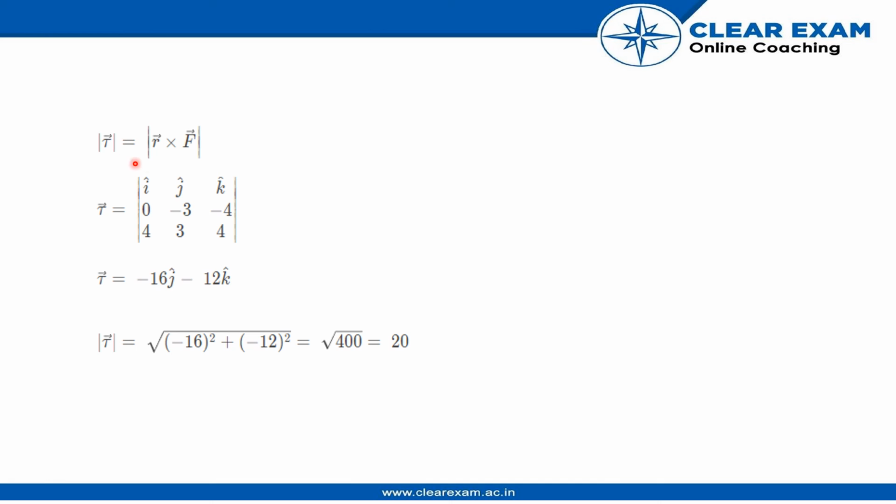The cross product becomes -16j - 12k, and the magnitude of the torque becomes the square root of 16 squared plus 12 squared, which becomes root of 400, and root of 400 is 20, so the magnitude of the torque is 20. Thank you.